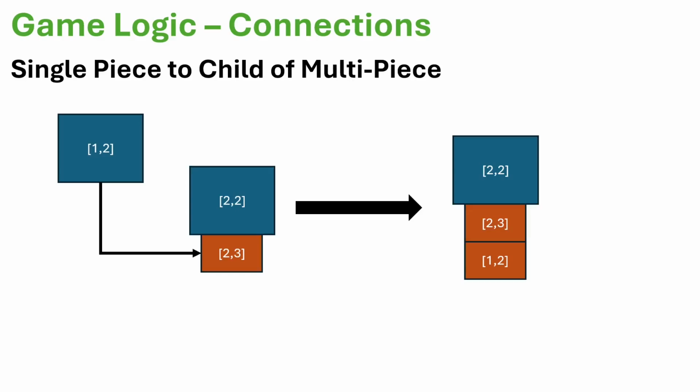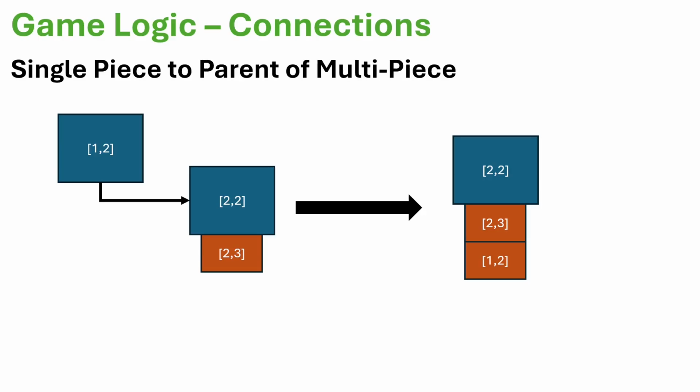What if a single piece connected to a child of the multi-piece? Well, the whole idea here is that whatever piece is moving becomes a child. So 1,2 automatically becomes a child of 2,2, even though it connected to 2,3. If 2,3 is also a child, then it will connect up to the parent. This will allow me to have just one stream, and not a parent of this and a parent of that all over the place, but just one parent and one string of children.